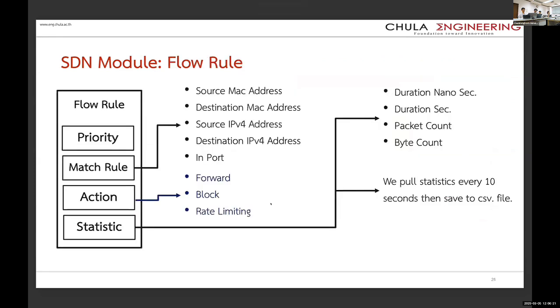In the flow rule, we have 4 parts, including priority, match rule, action, and statistic. In the match rule, we can see MAC address, IPv4 address, and port. In the action, we have 3 actions that can be done: forward, block, and rate limiting. And in the statistic, we have 4 parameters, including duration in nanosecond unit, duration in second unit, packet count, and byte count. We pull the statistics every 10 seconds, then save them to a CSV file.